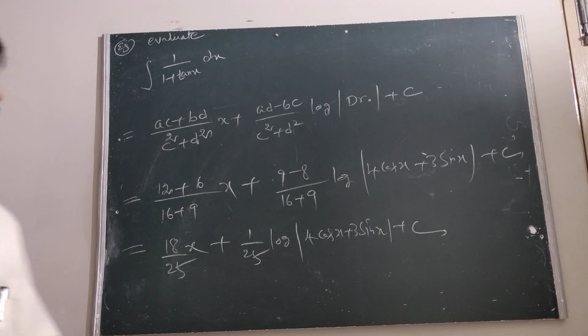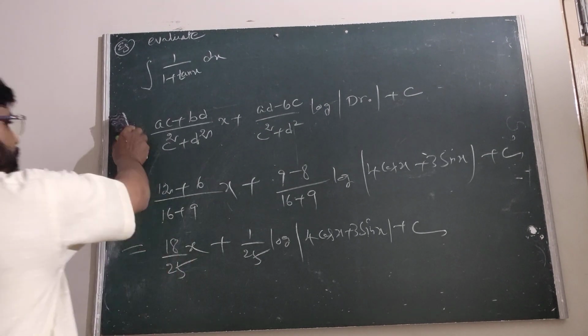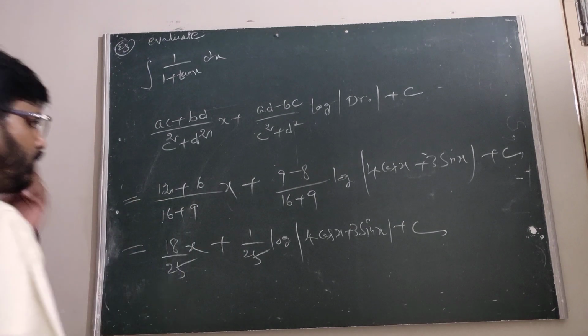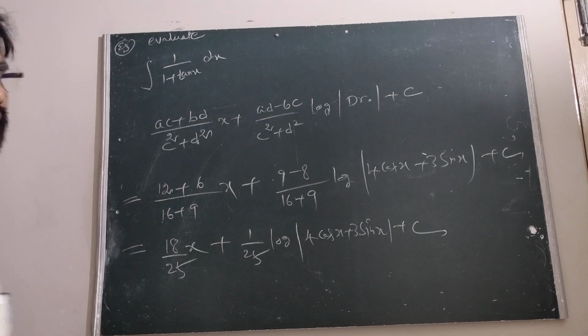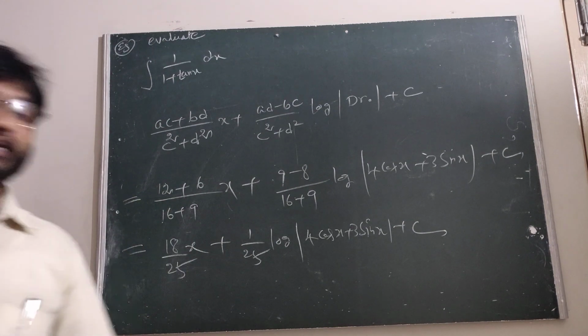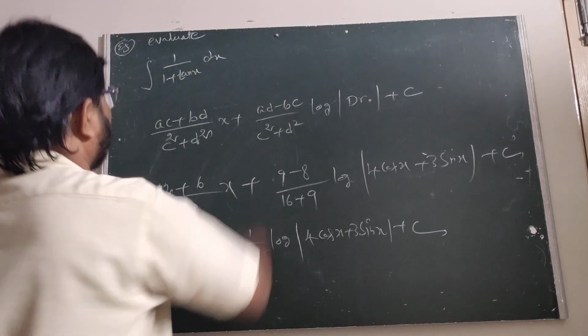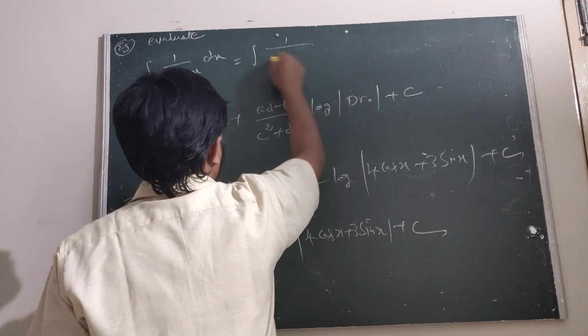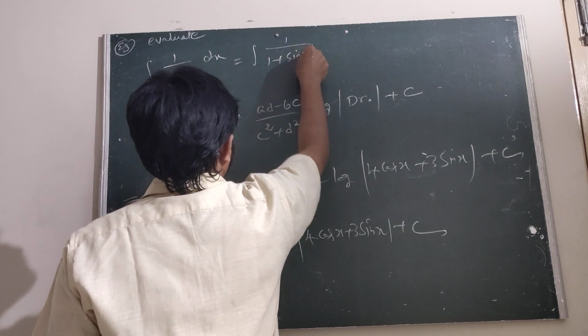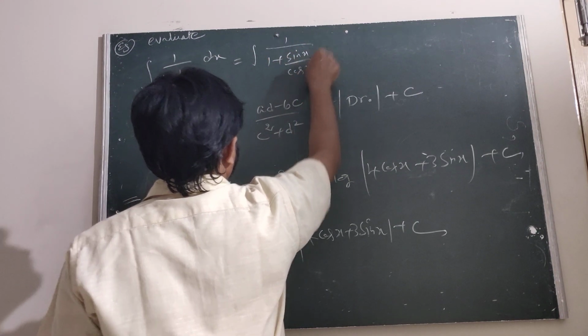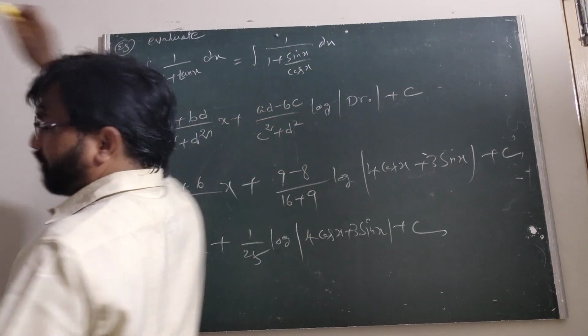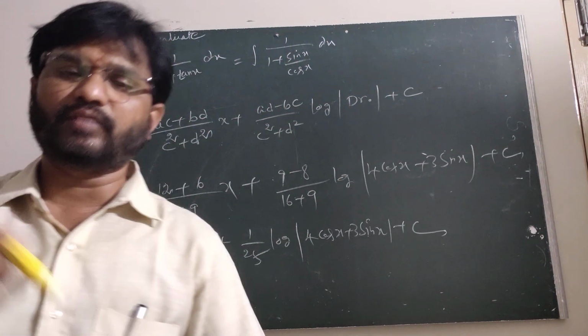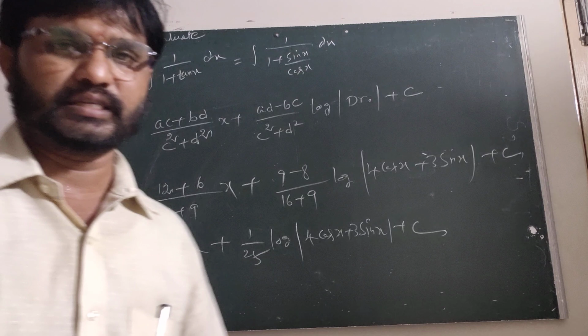Here, the integral 1 upon 1 plus tan x. How to write this one? Integral 1 upon 1 plus tan x into dx. How to evaluate this one? We take the integral 1 upon 1 plus sin x by cos x into dx. Everyone knows that tan x is of the form sin x by cos x.